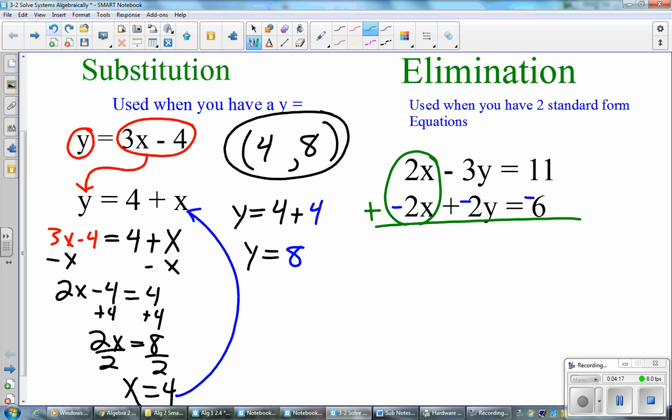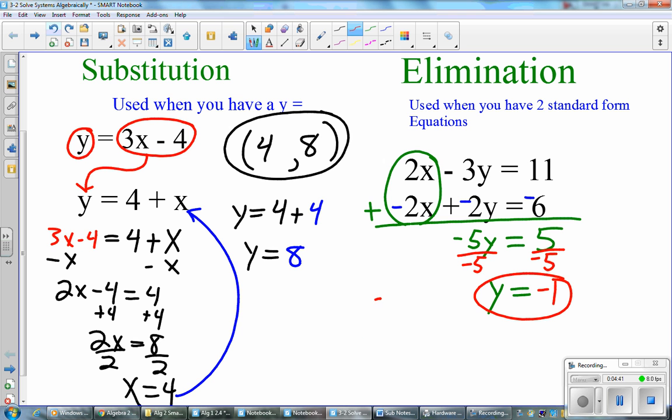-3 minus 2 more y's is going to be -5 y's. And the equals drops down. 11 minus 6 is going to equal 5. Now I can take what's left and divide by -5 on both sides of my equation, and I'm left with just y equals -1. Once I know that y equals -1, I know the point of where they're going to cross.